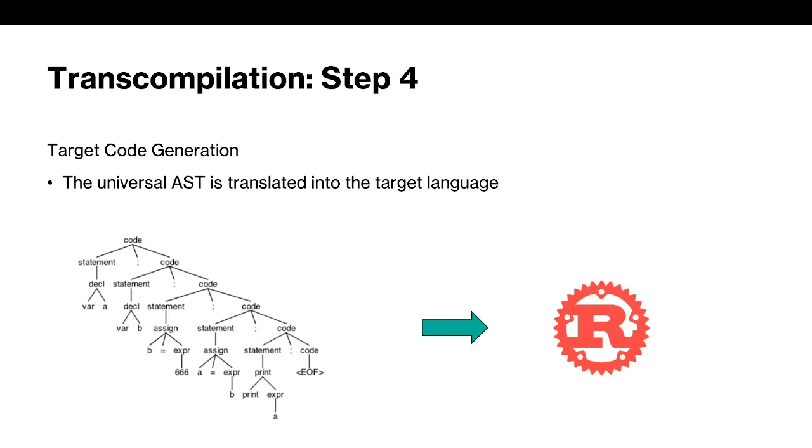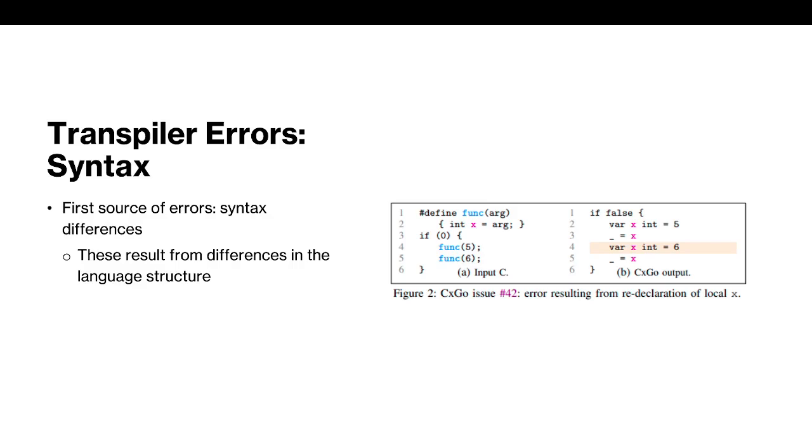And then finally, target code generation. The universal AST is translated into the target language, and if all is good, hopefully this will be done correctly and we'll have a ready to go translation ready to compile and use. However, as with any program, this is not always as perfect as we would like. There are several ways that a transpiler can introduce errors.